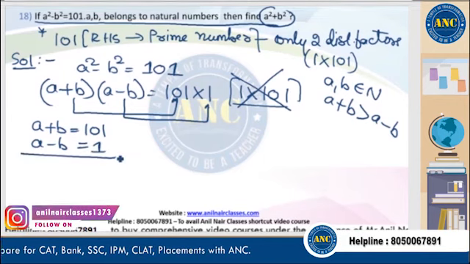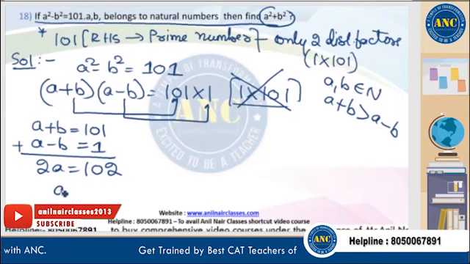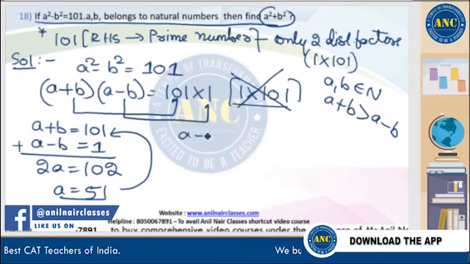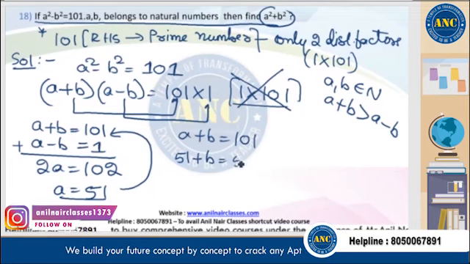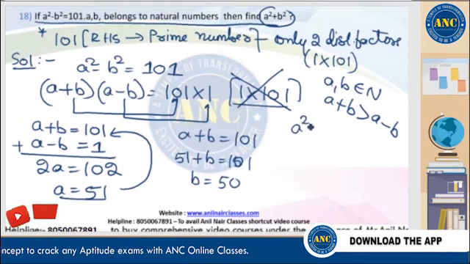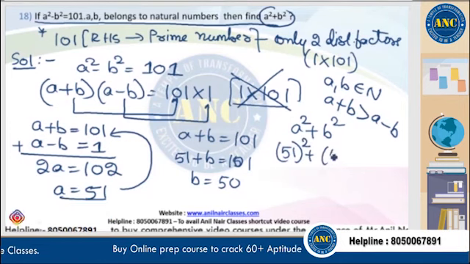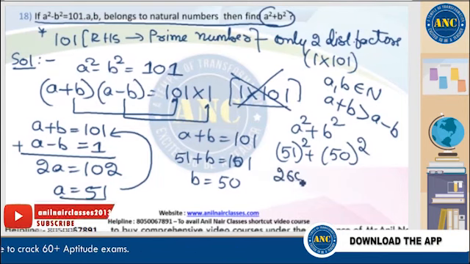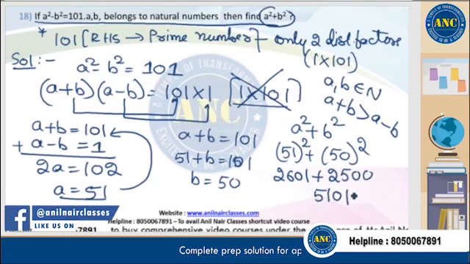If I add the two equations, a plus a is 2a. 2a is 102. A value is nothing but 51. If a value is 51, a plus b is 101, 51 plus b is 101. B value will become 50. What is the question he is asking? Find a square plus b square. So this is nothing but 51 square plus 50 square. Those who have listened to my Speed Max classes, 51 square is 2601, 50 square is 2500. So the answer for this question is 5101.